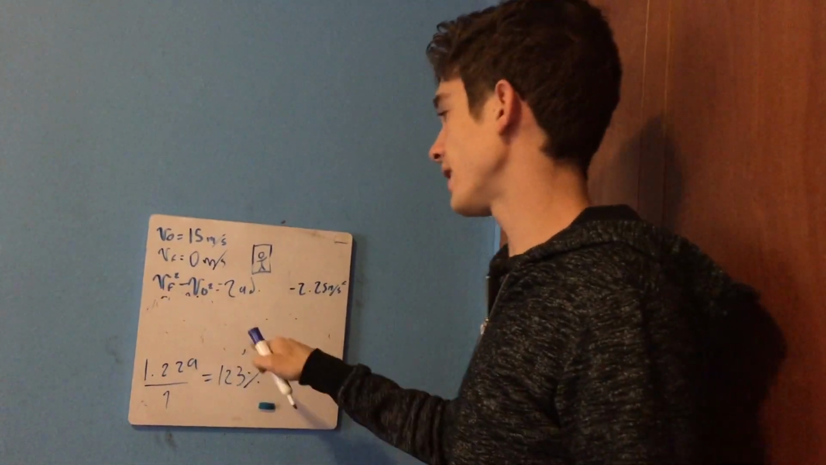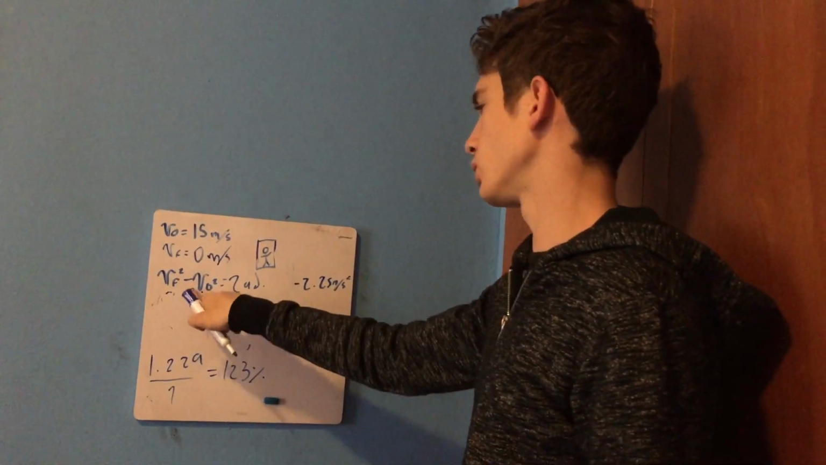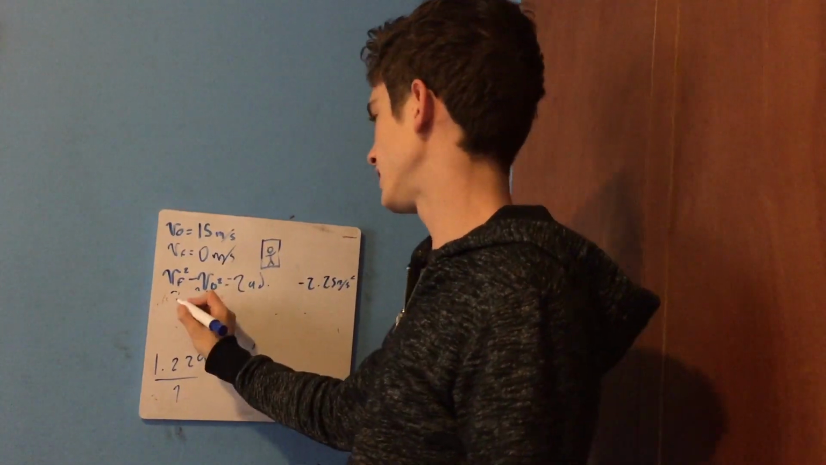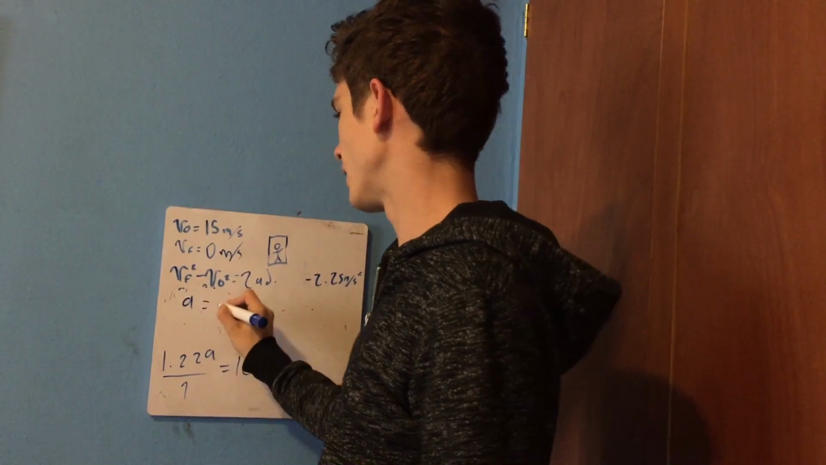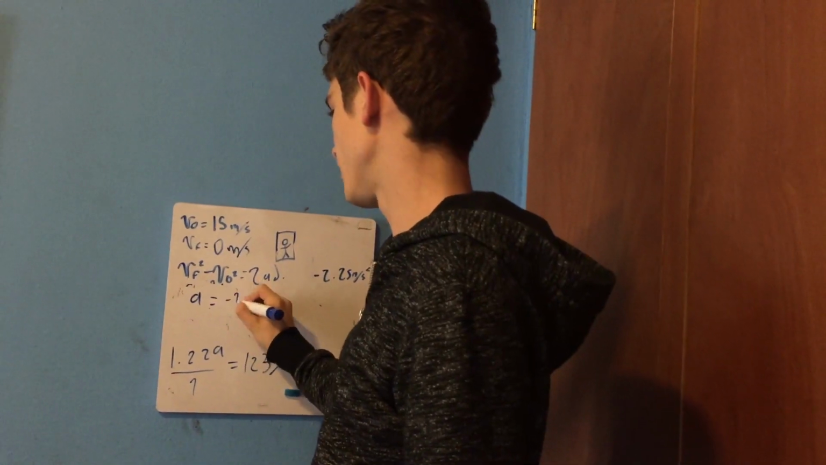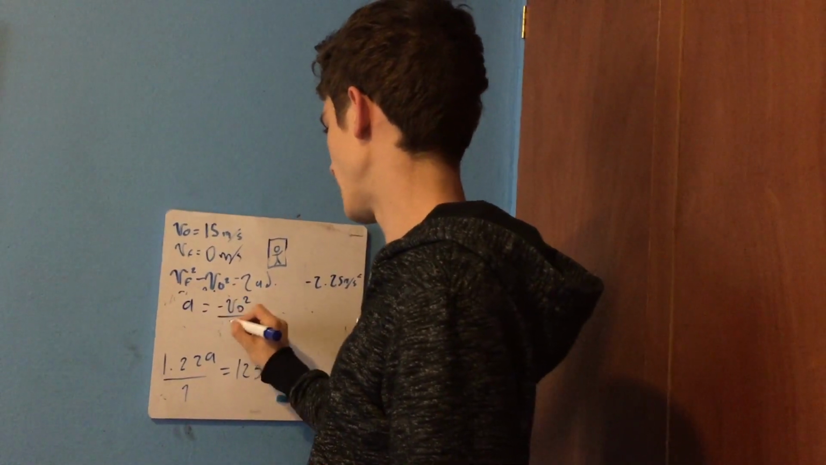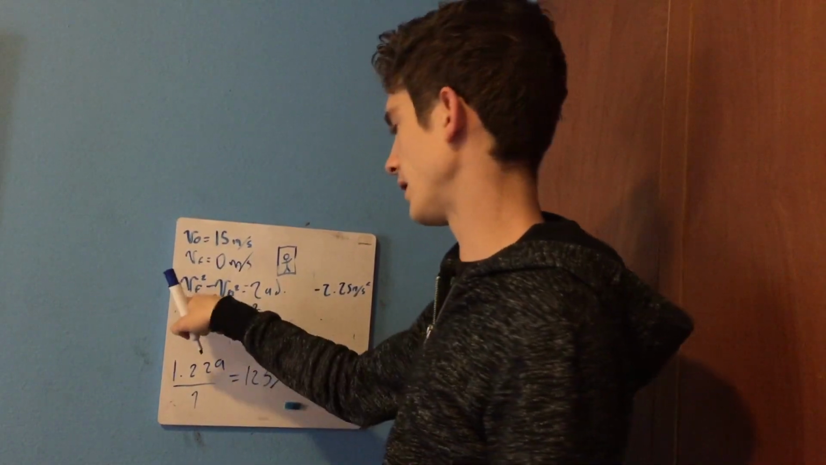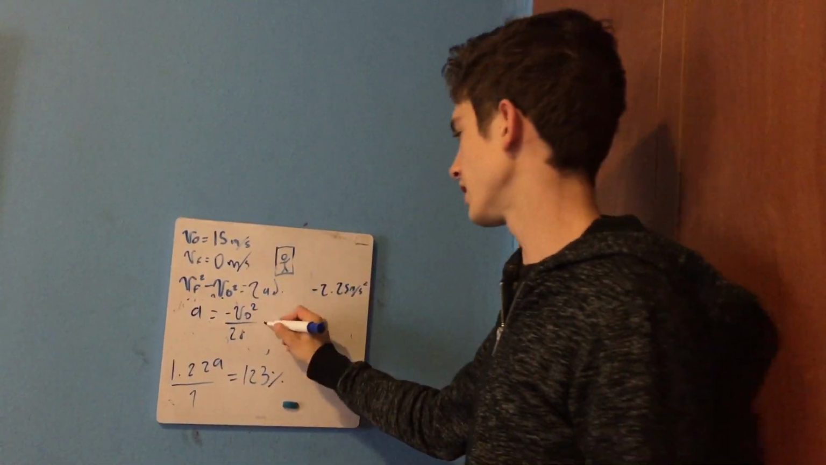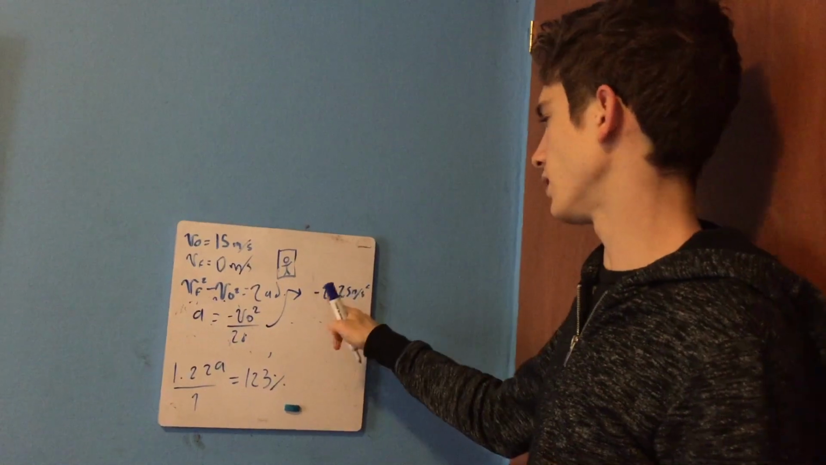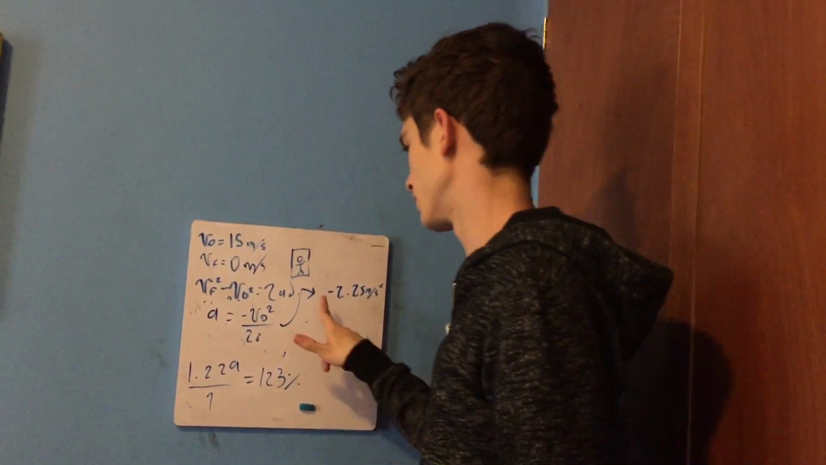So we got a kinematic equation here which we are going to use to calculate our acceleration. And this simply works by doing a equals minus v0 squared divided by 2d, because our final velocity is 0, and by calculating this we get an acceleration of minus 2.25 meters per second squared.